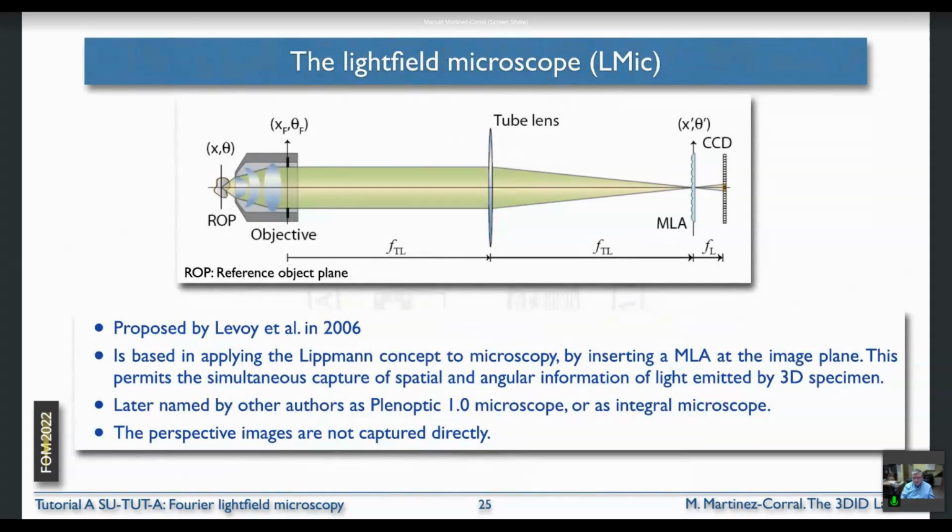So, in order to take advantage of the concept proposed originally by Lippmann, Levoy's group proposed in 2006 the Lightfield microscope. And it was very, very simple, the scheme. Implementation is not that simple, but not difficult. You simply insert a microlens array in this plane, and you displace the CCD till the back focal plane of the microlenses.